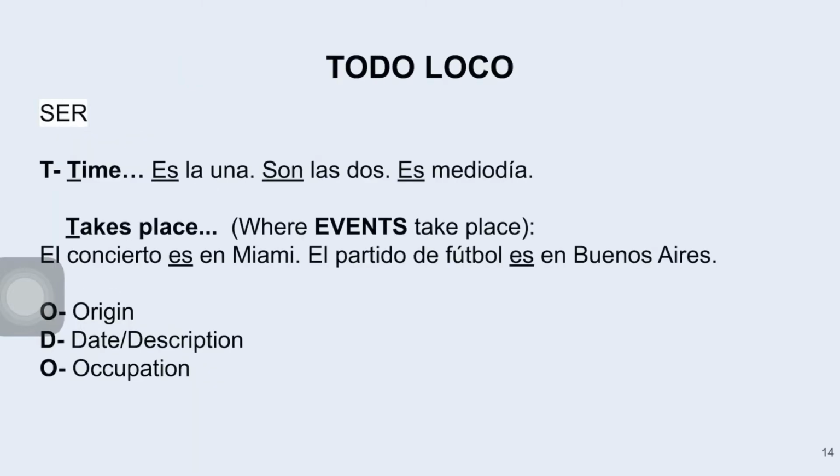For ser is todo. The first T can stand for time. When you're telling time, we are going to use ser. Now notice my first example. Es la una. Es is a form of ser, and it's singular in this case, the singular third person, because the number one is a singular number.